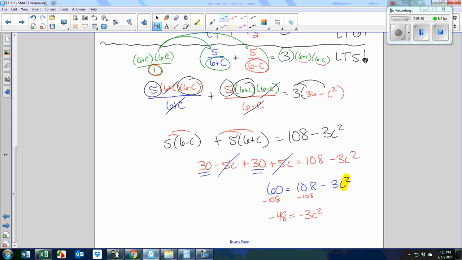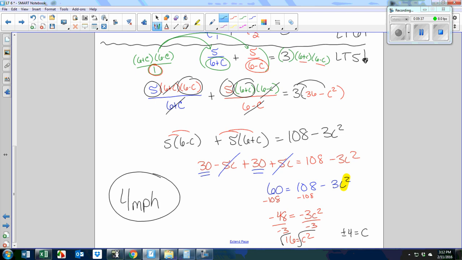So subtract 108, divide by negative 3, and we get 16 equals c squared. And you take the square root of both sides, and you get c equals plus or minus 4. You got two options, positive 4 for the current or negative 4 for the current. Well, negative doesn't make sense because the river's not going to flow backwards. So the final answer is 4 miles per hour.